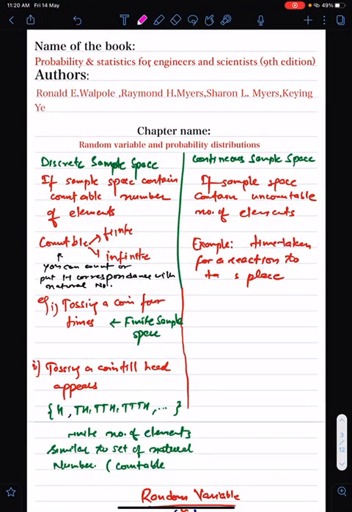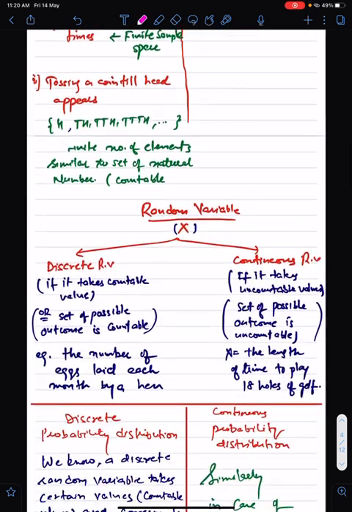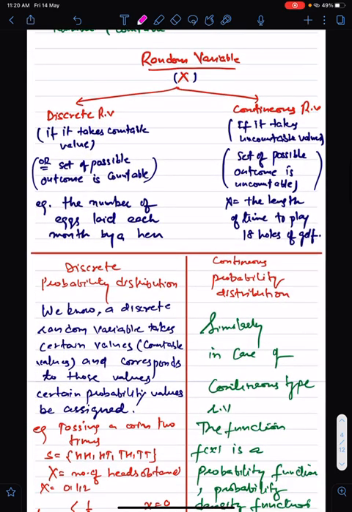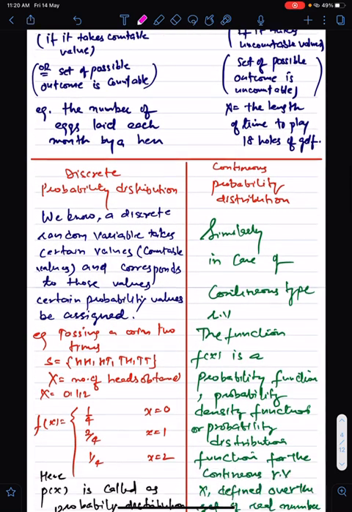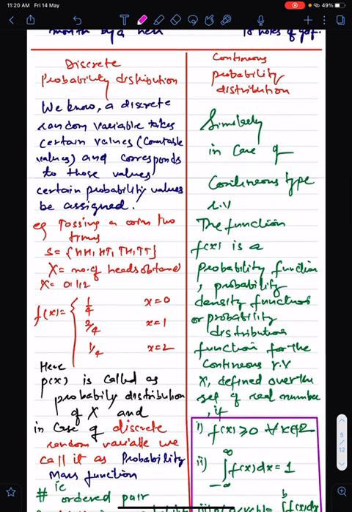Hello everyone. Last time we did discrete sample space, continuous sample space, and random variables. There are two types of random variable, discrete type and continuous type. Today we will learn what a discrete probability distribution and a continuous probability distribution are.